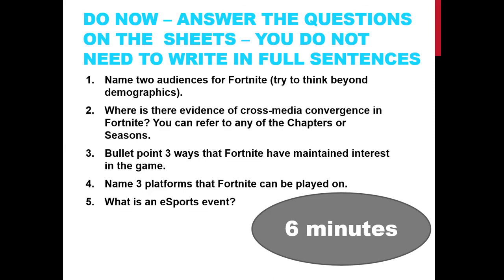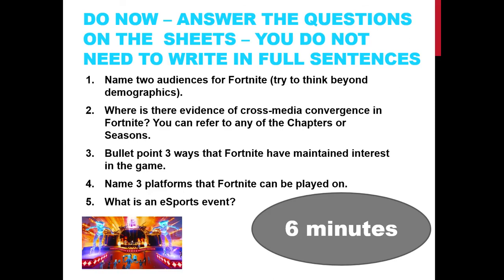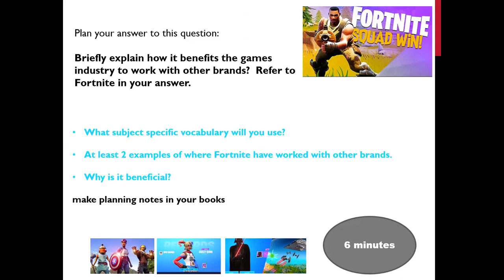Okay, you should have taken 6 minutes to do that. We're going to move on. Your main task for this lesson is going to be this exam style question. Briefly explain how it benefits the games industry to work with other brands. Refer to Fortnite in your answer. This is the type of question we would get in an exam when you're answering on Fortnite.